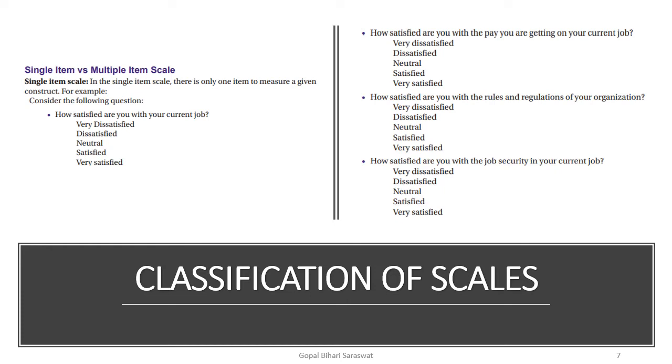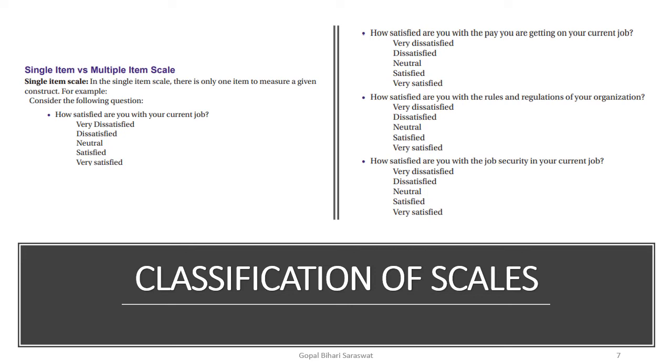Therefore we use a multiple item scale. In case of a multiple item scale, we have a series of questions. For example, if we draft the same question on a multiple item scale, the questions become: how satisfied are you with the pay you are getting in your current job? Similarly, we have the same options: very dissatisfied, dissatisfied, neutral, satisfied, and very satisfied. Second question, how satisfied are you with the rules and regulations of your organization? And the third question, how satisfied are you with the job security in your current job?